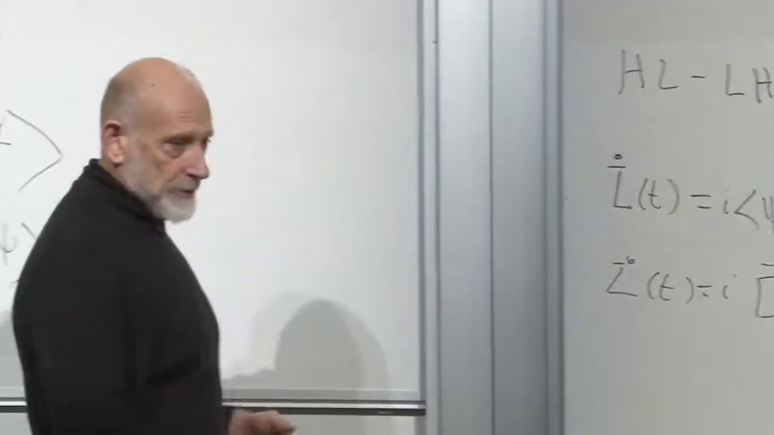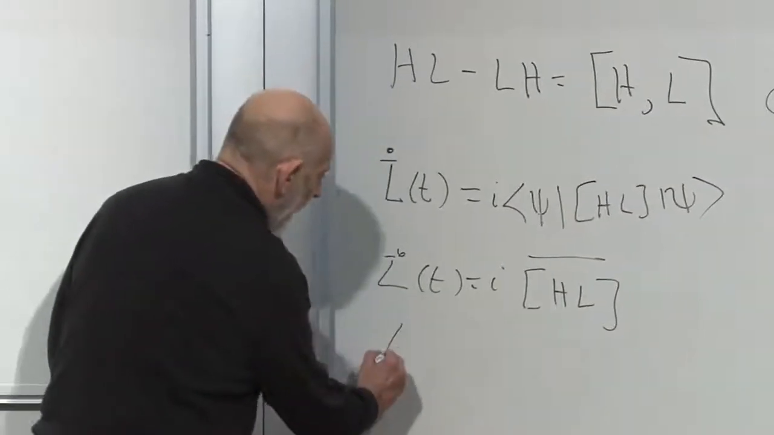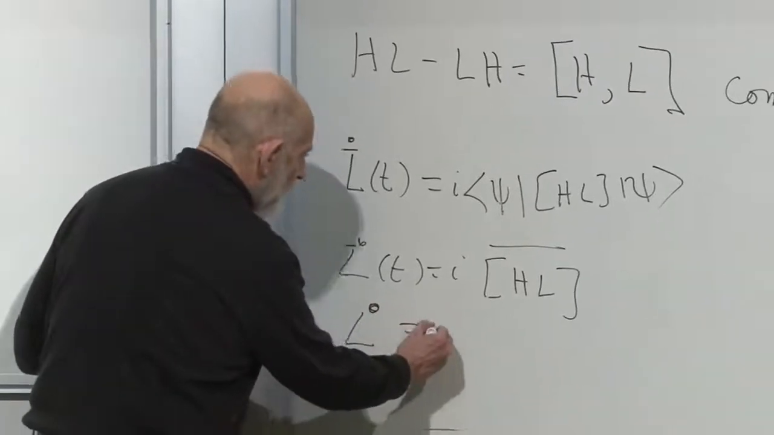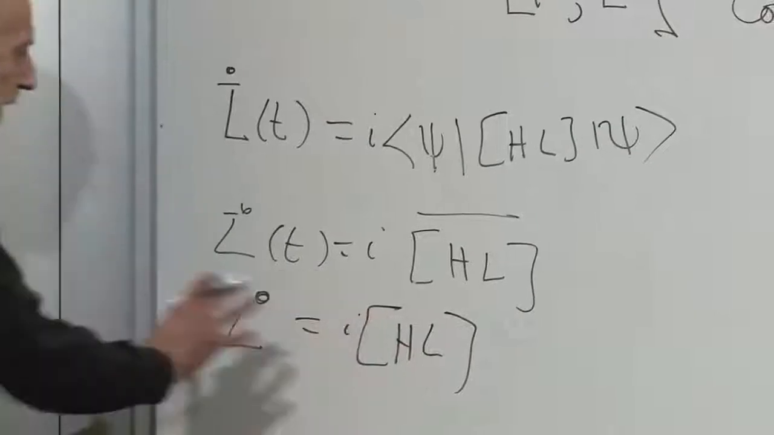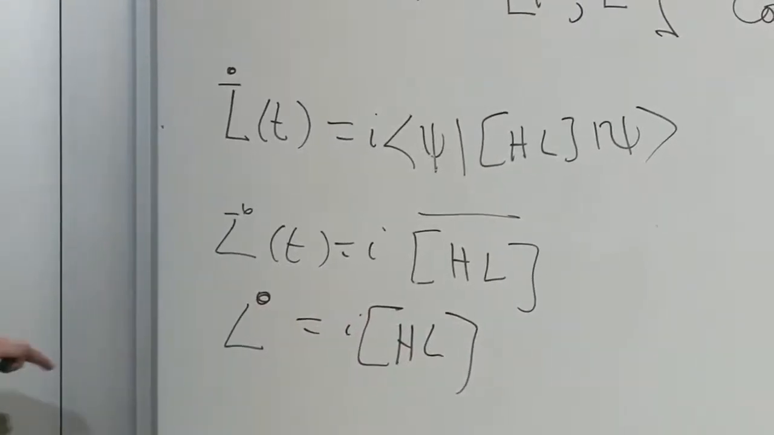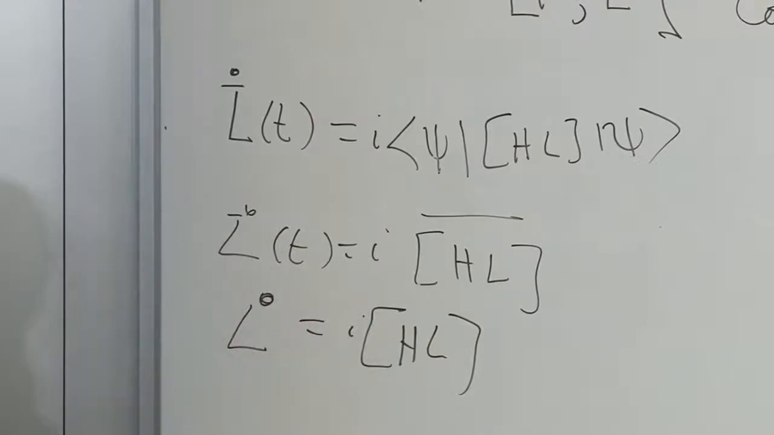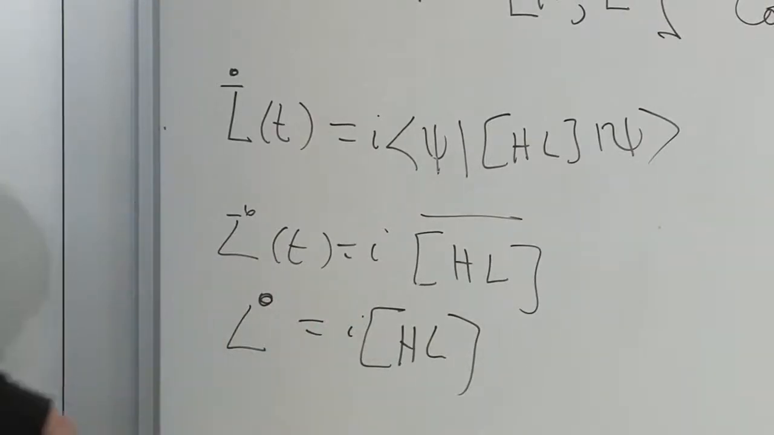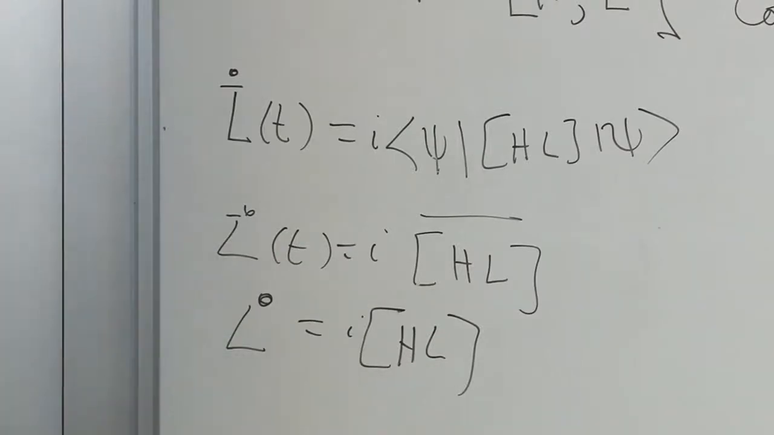And someone writes, this of course is not quite right, but right anyway, L dot is equal to i times the commutator HL. Now, as I said, this has to be taken with a little grain of salt. What it means is an equation among averages, but it's often just written in this form. L dot is equal to H times L.